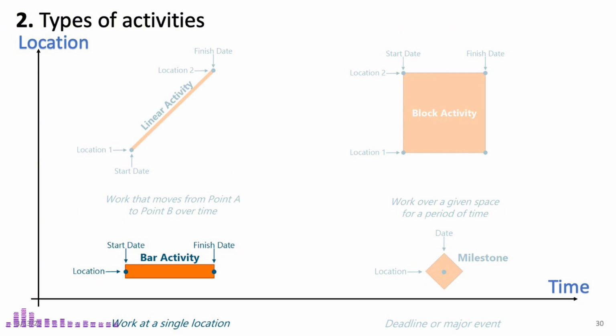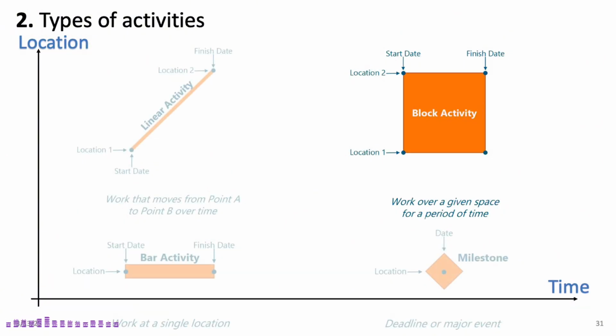Next, we have bar activities. These are tasks that take place at a fixed single point over a certain period, meaning their location doesn't change. On the LSM diagram, bar activities appear as horizontal thick bars. The length of the bar represents the time span from the start date to the finish date, while its position on the y-axis remains fixed.